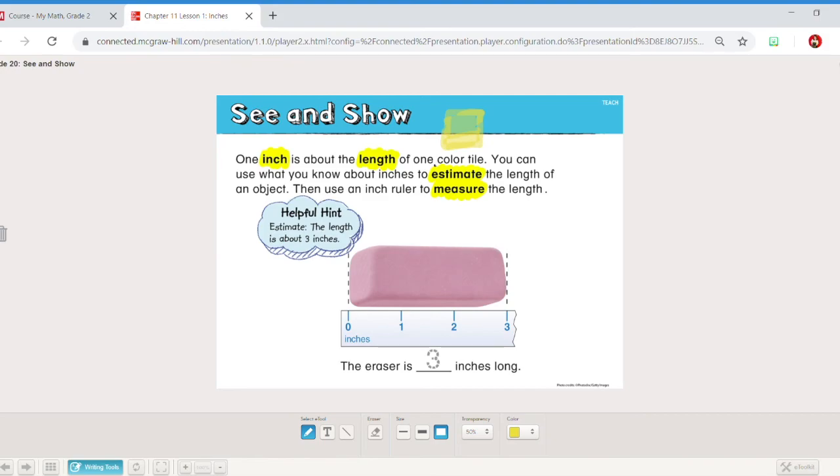It says you can use what you know about inches to estimate the length of an object. Then use an inch ruler to measure the length. Measure is to find out how long it is. A helpful hint, the length is about 3 inches. So this is the estimate of this eraser here. See, they lined it up with 0, and then they measured wherever the object stopped. And they say the eraser is 3 inches long. They estimated that it might be 3. They measured it and saw that it actually is.